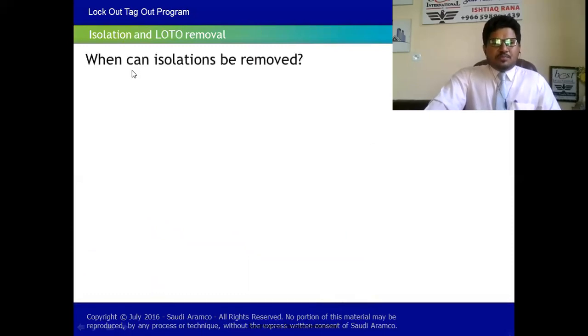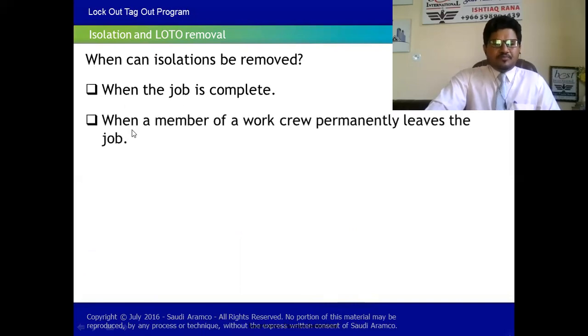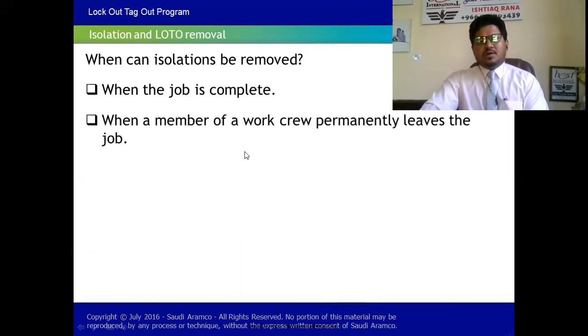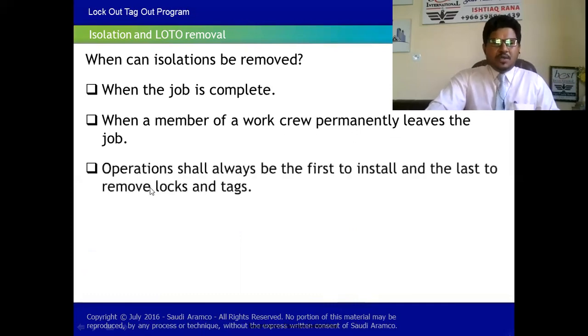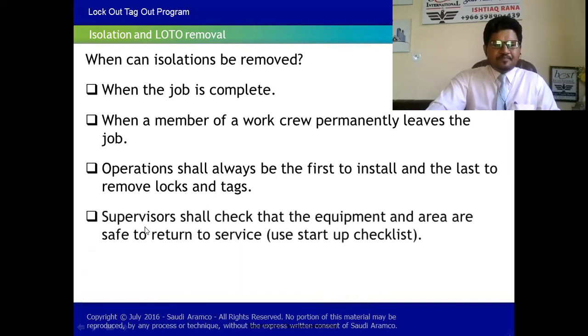Isolation and LOTO removal. When can we remove isolation? Once the job is done or complete, when the work crew permanently leaves the job or operation. Operations shall always be the first to install and the last to remove locks and tags. That's what I told you to remember. And supervisors shall check that the equipment and area are safe to return to service, using the startup checklist.